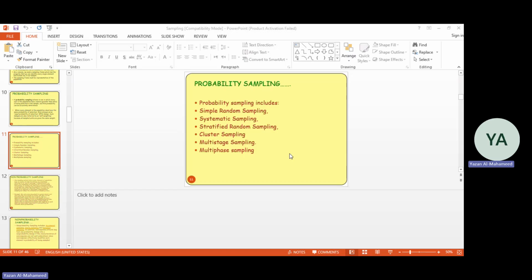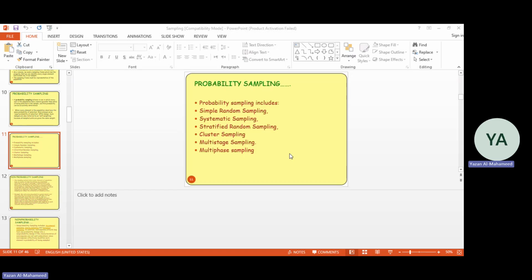Cluster sampling can be conducted in different stages. We have one-stage cluster sampling and two-stage cluster sampling. In one-stage cluster sampling, we determine the clusters. In multi-stage cluster sampling, sometimes we select some schools from a city in the first stage. In the second stage, we select some classes from each school. In the third stage, we select some members from each class.